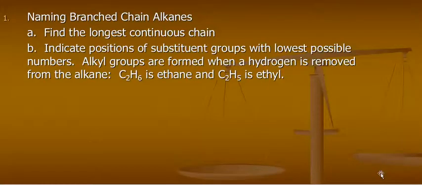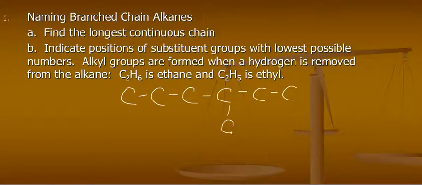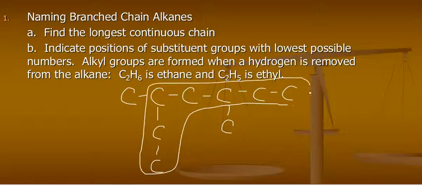When we name branched chain alkanes, we're going to find the longest chain, and then we're going to indicate the position of substituent groups with the lowest possible numbers. Let me give you an example of a compound. First thing, I want to find the longest continuous chain. And I'm going to circle it. The longest continuous chain is right here. That's the longest continuous chain.